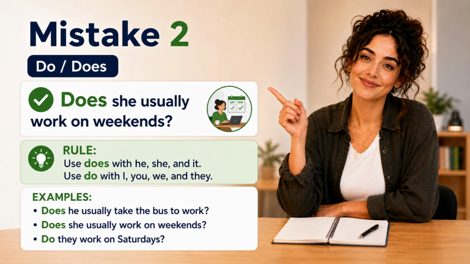The correct question is, does she usually work on weekends? Listen again. Does she usually work on weekends? Use does with he, she, and it. Use do with I, you, we, and they. For example, does he usually take the bus to work? Does she usually work on weekends? Do they work on Saturdays? So remember, he, she, it, does. I, you, we, they, do.